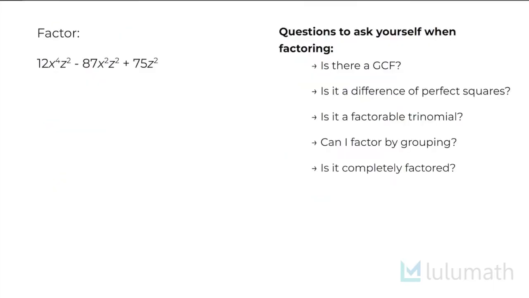All right, in our next example, we've got 12x to the power of 4 z squared minus 87x squared z squared plus 75z squared. Our first question is, is there a GCF? So if I take a look at each one of my terms here, they're all divisible by 3. So we can say for sure that there is a GCF. Not only are they all divisible by 3, and that's the largest number they're all divisible by, they all have z's in common. So I'm going to factor out, I've got z to the power of 2, another z to the power of 2, and another z to the power of 2. So I can factor out z squared.